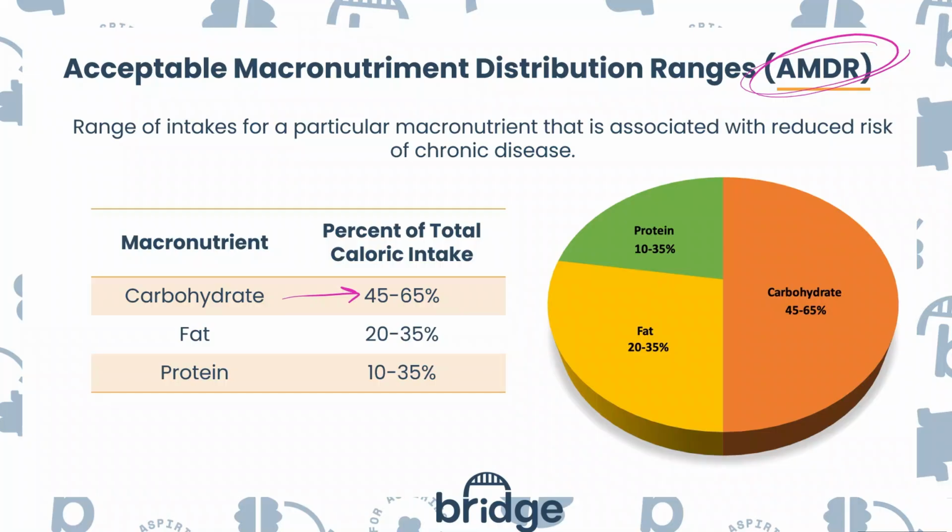For fat, the range is 20 to 35%. Dietary fat is needed for absorption of fat-soluble vitamins, regulating hormones, as well as supporting cell membrane function. Although fat once had a bad reputation, we now know that the type and distribution of fat matter more than simply the quantity. And protein falls in the range of 10 to 35% of total calories.